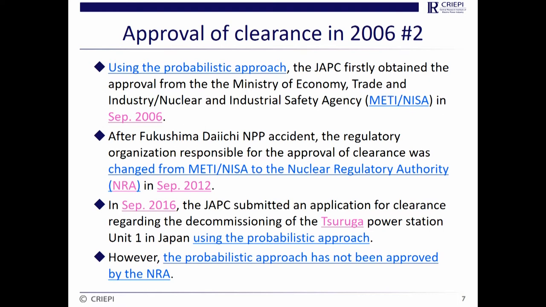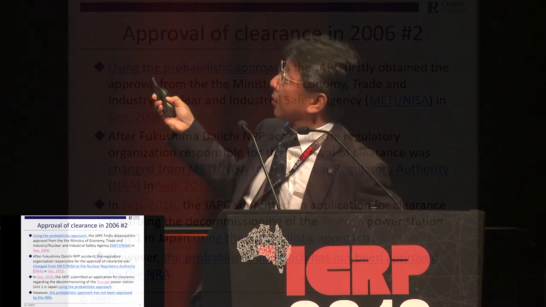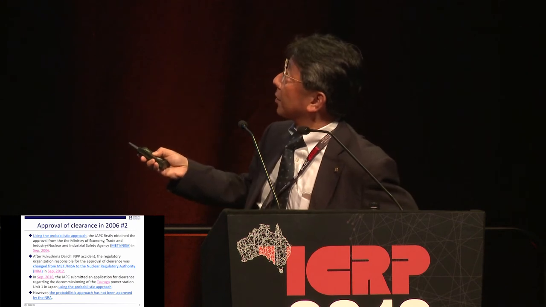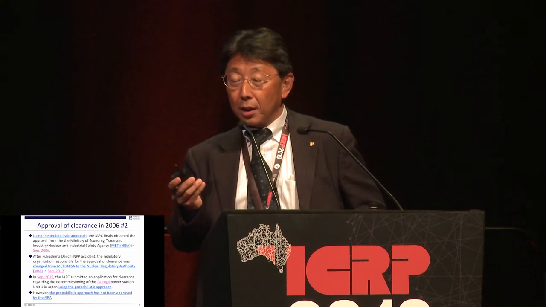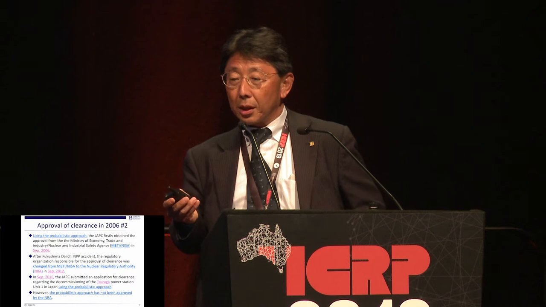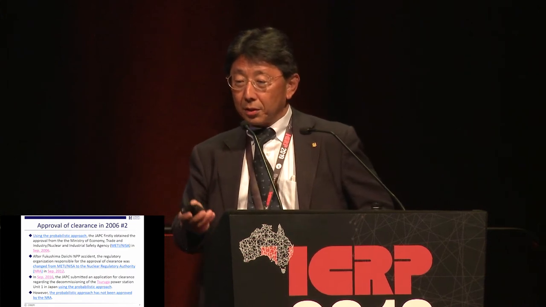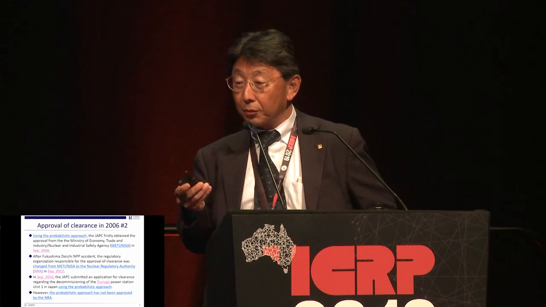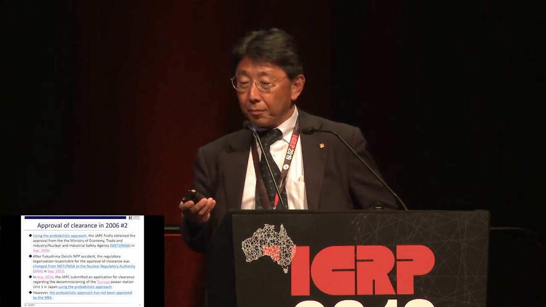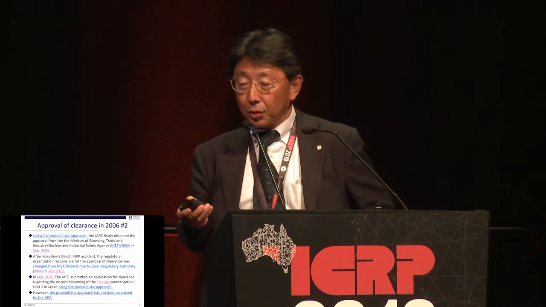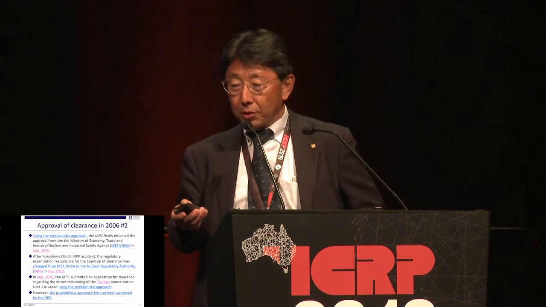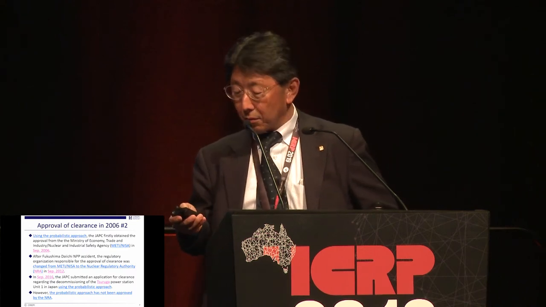Using the probabilistic approach, the JAPC first obtained approval from METI NISA, the old regulatory authority, in September 2006. However, after the Fukushima accident, the regulatory organization responsible for the approval of the clearance was changed from METI NISA to the Nuclear Regulatory Authority, NRA, in 2012. In September 2016, the JAPC submitted an application for clearance again, using the probabilistic approach, for Tsuruga Power Station Unit 1. However, the probabilistic approach has not been approved by the NRA.